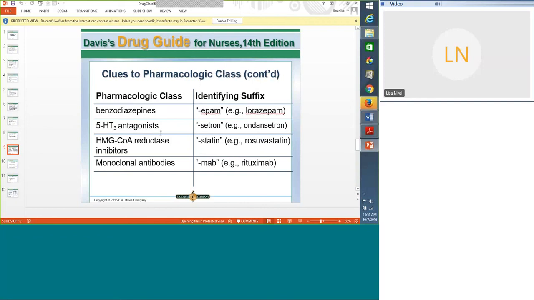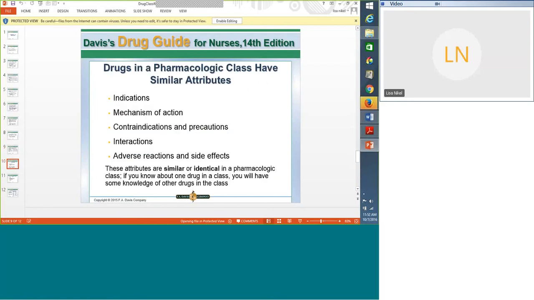Here we have some other clues to different drug classes. When we learn about these drug classes, pharmacologic classes, we'll talk about the way they end. But benzos, there's lorazepam, diazepam. They have identifying suffixes, and we'll learn more about these when we break them down in the respective categories.